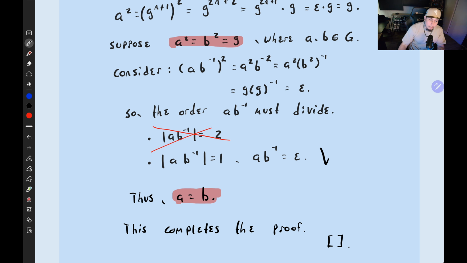Another neat point is that the group doesn't need to be abelian. If you notice in the proof itself, we didn't mention anything about commutativity of the elements. We only used basic group axioms and the fact that the order was odd.